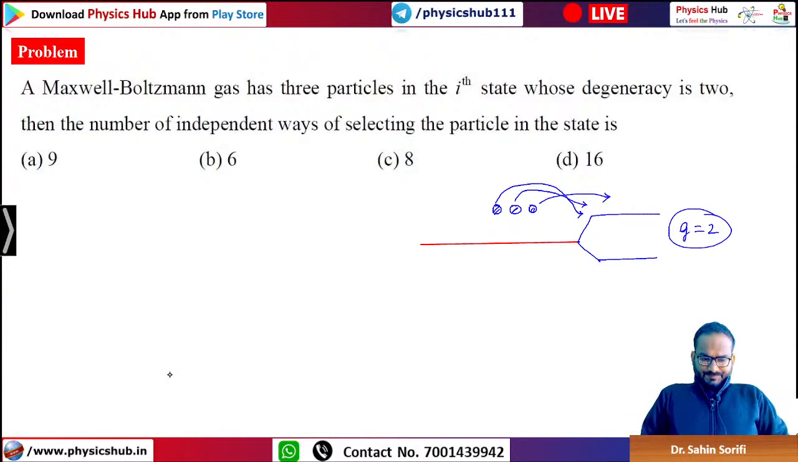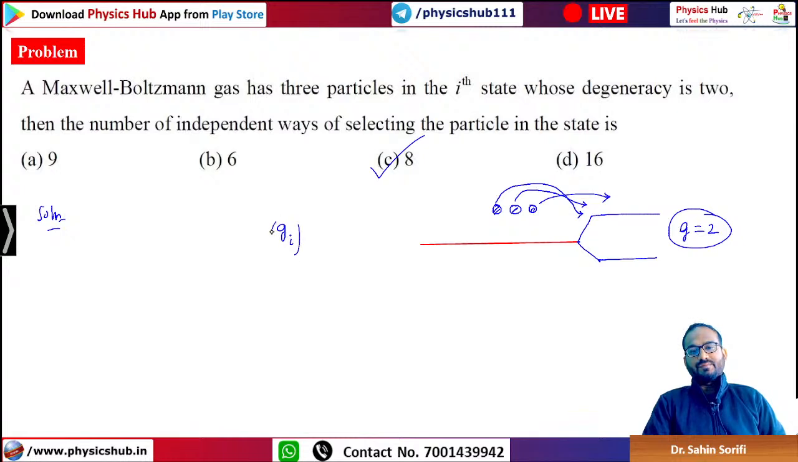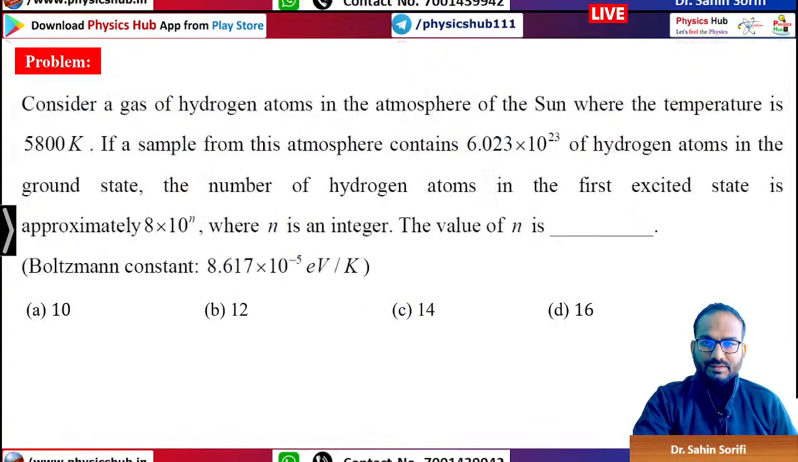Do it, guys. Option C, 8, very good. As I have told you, the formula is simple. For an individual level, it is gi to the power ni. So here gi is 2, ni is 3, so 8. Once you understand the theory, the problems appear to be very simple.